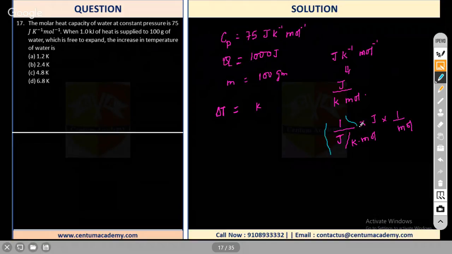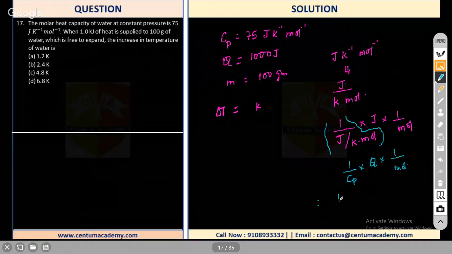This is, we know, 1 by Cp into this joule is what? Q into 1 by mole is what? The mass of the water, which is nothing but 1 by mole, you let it be now. So you see, this is what we have to have, and all these things are given in the question.